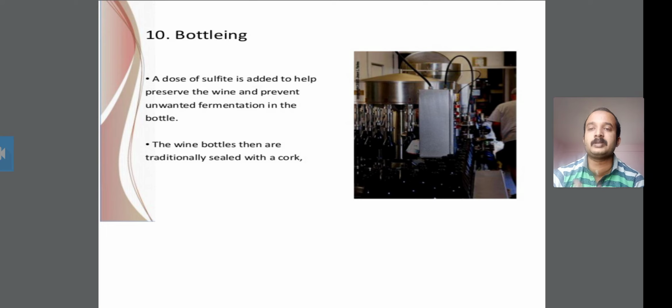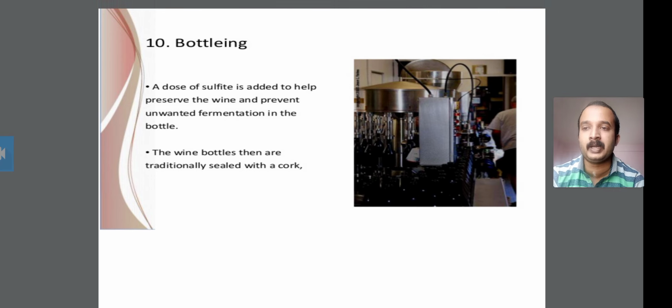This means after the aging process you should not bottle directly, because if you bottle directly, unwanted fermentation will appear in the bottle, and it is poisonous to inhale. Therefore, after the aging process you have to add the sulfide, which helps preserve the wine and prevent unwanted fermentation in the bottle.